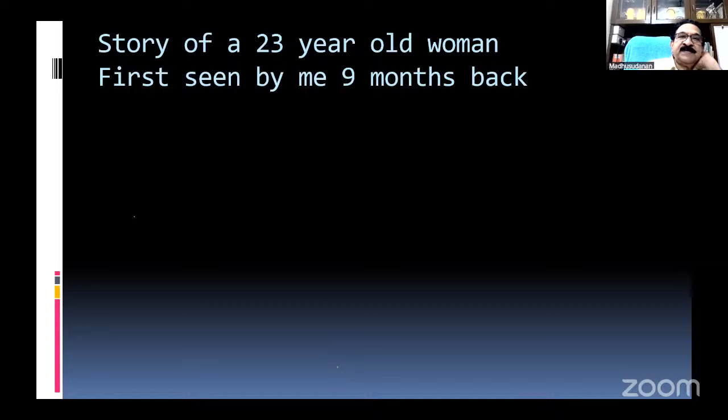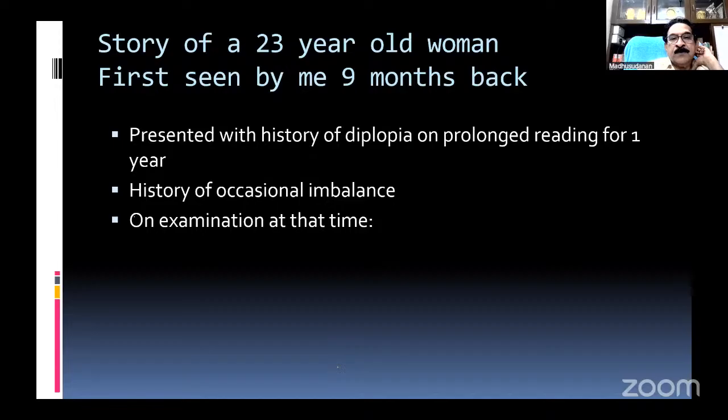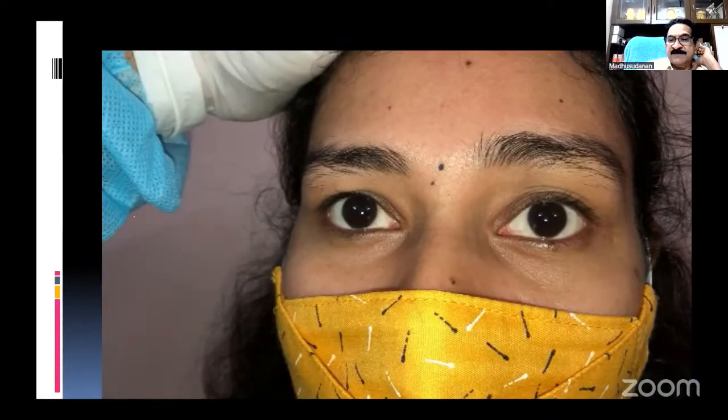This again is a similar case, a 23-year-old woman, first seen by me 9 months back. She presented with diplopia on looking down or prolonged reading for 1 year, history of occasional imbalance. On examination at that time, extraocular movement is normal. On keeping the gaze downward, the patient complained of diplopia. No nystagmus. Sorry, there is downbeat nystagmus.